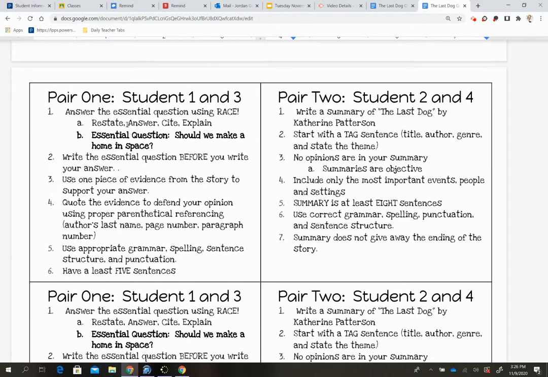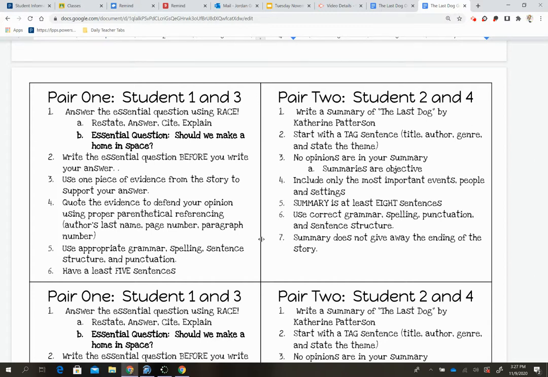So you're going to have to answer the essential question using RACE: restate, answer, cite, and explain. Your essential question is, should we make a home in space? You're going to write the essential question before you write your answer. Use one piece of evidence from the story to support your answer. Quote the evidence to defend your opinion using your parenthetical referencing, author's last name, page number, paragraph number, and then use appropriate grammar, spelling, sentence structure, and punctuation, and have at least 5 sentences.